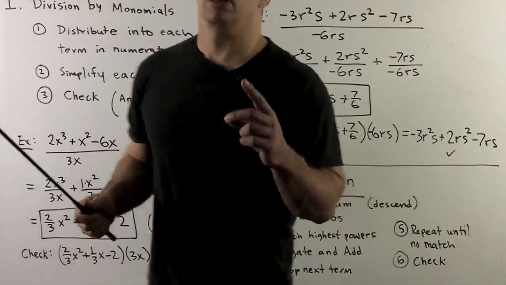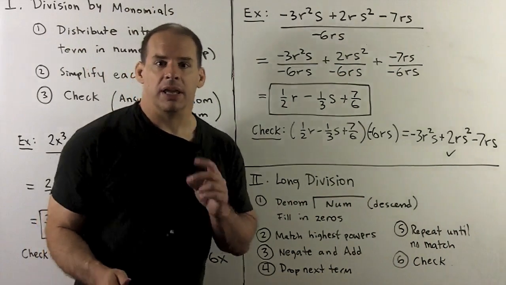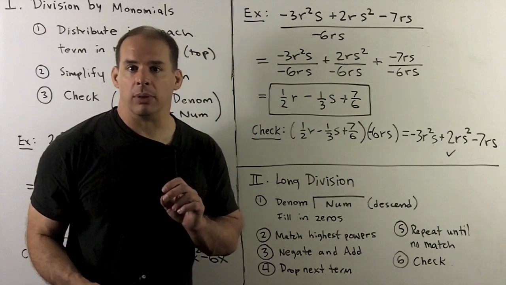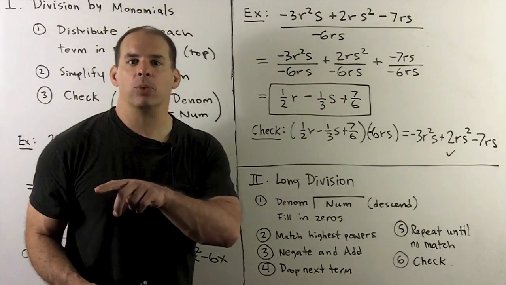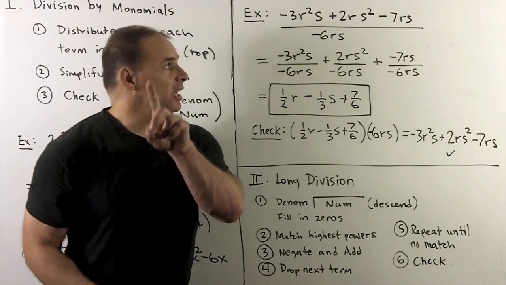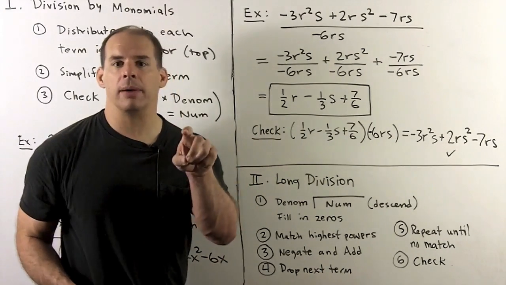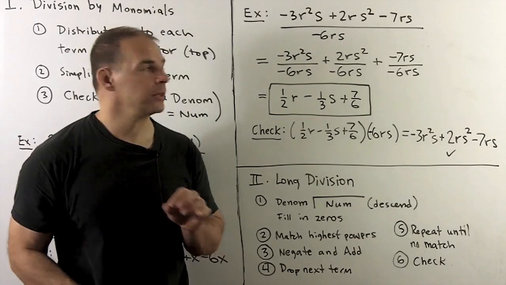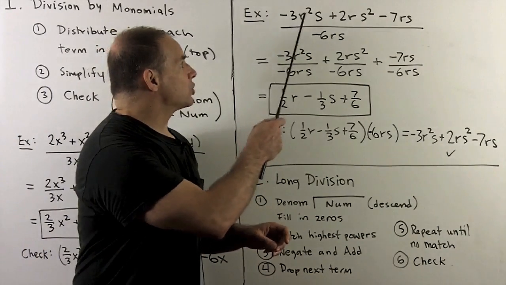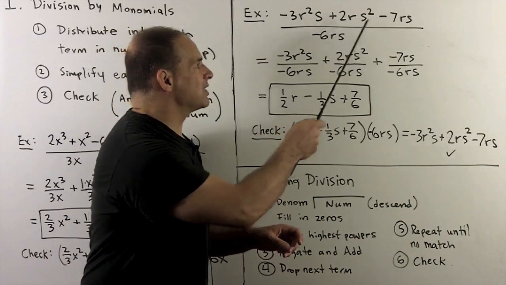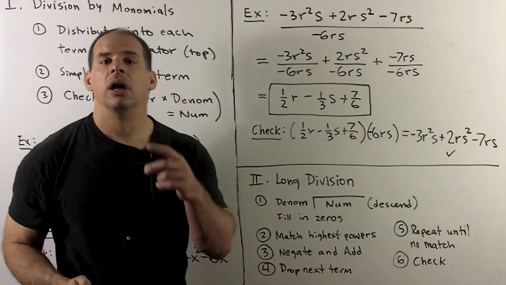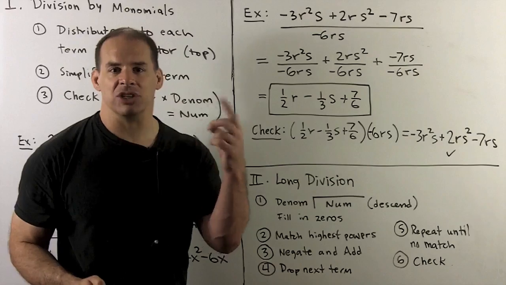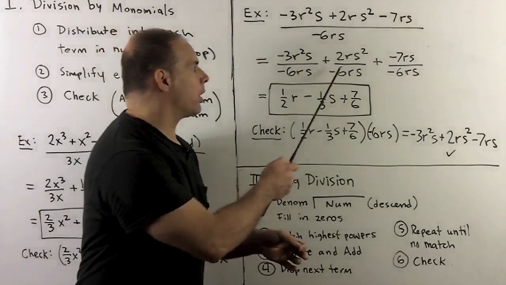Now, another example. If we have more than one variable, no problem. We follow the same procedure. For each term in the second step, we do the number part, say here the r part, the s part, and then put everything together. So we have minus 3r squared s plus 2rs squared minus 7rs over minus 6rs. I distribute the minus 6rs to each term. So our sum has 3 parts.